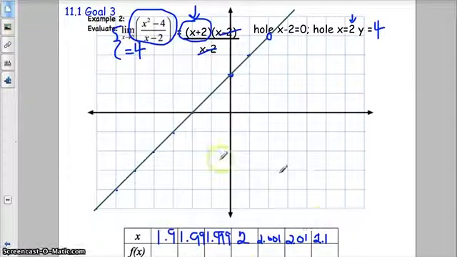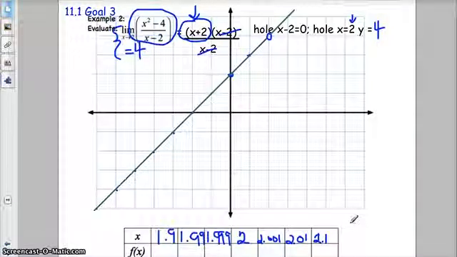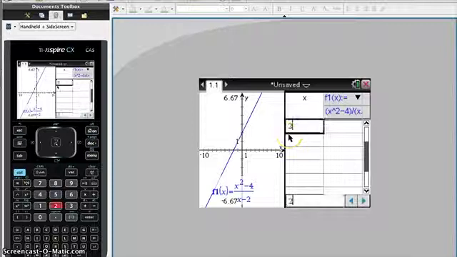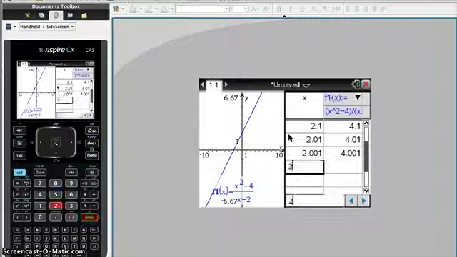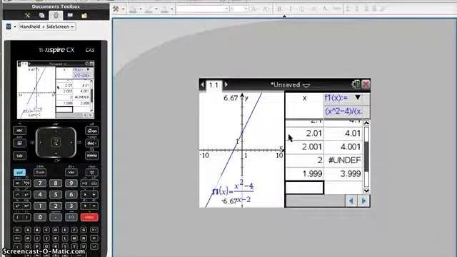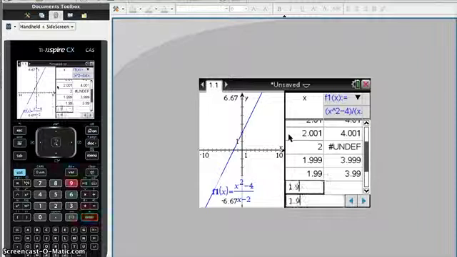I always want to enter my values on my table and my calculator from greatest to least or least to greatest. It's important that you do one of those two things, not out of order. So I'll go ahead and do 2.1, 2.01, 2.001, and 2, then 1.999, 1.99, and 1.9.